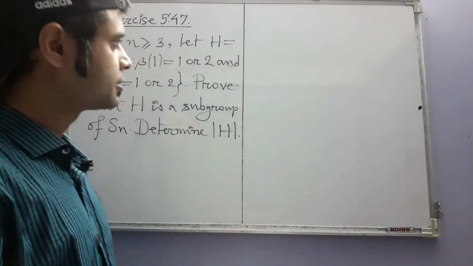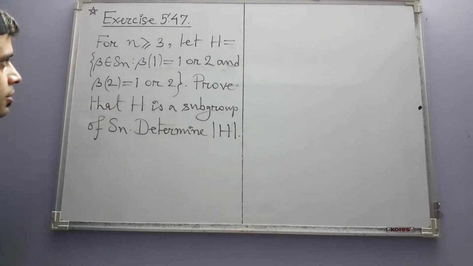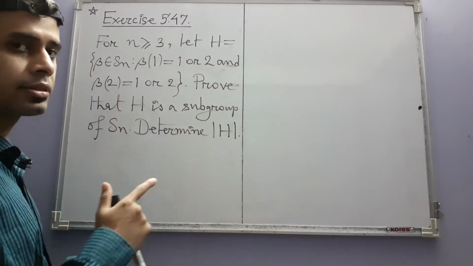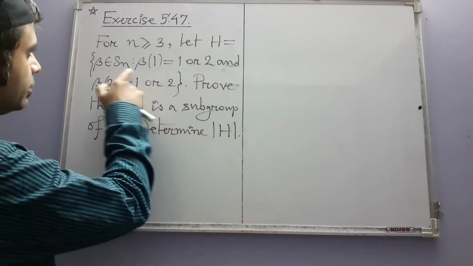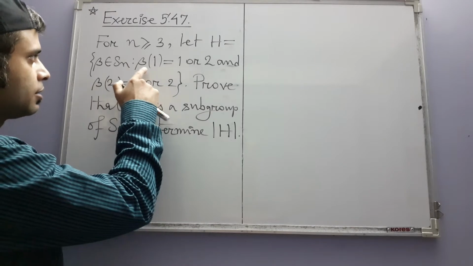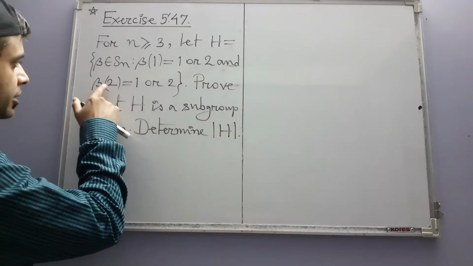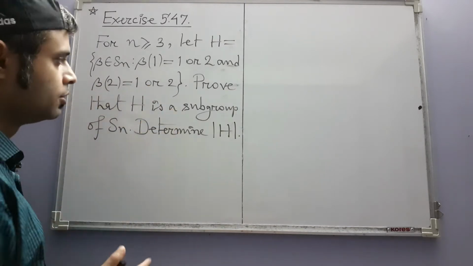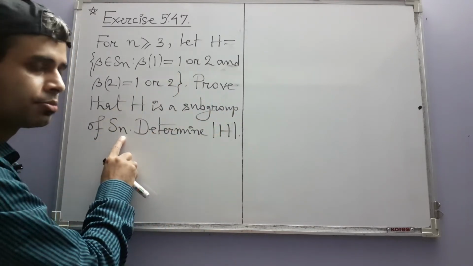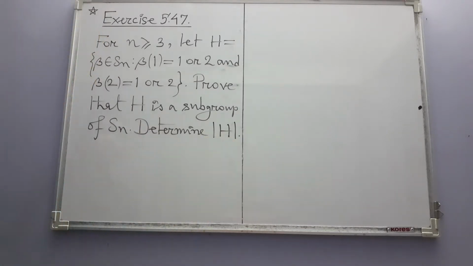Okay, so this next exercise is again about Sn, the symmetric group of degree n, and here n is at least 3, and we are considering a subset H of Sn defined like this. It consists of all permutations beta in Sn such that the value of beta at 1 is either 1 or 2, and also the value of beta at 2 is also either 1 or 2. We have to prove first of all that this H is a subgroup of Sn, and then we also have to determine its order. So let's see the subgroup thing first.